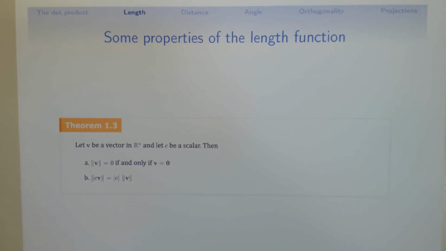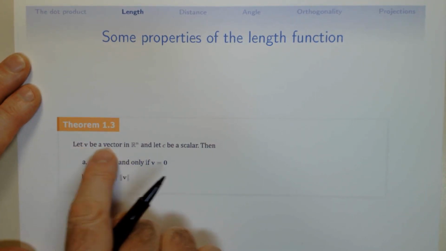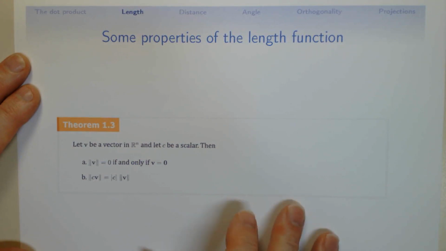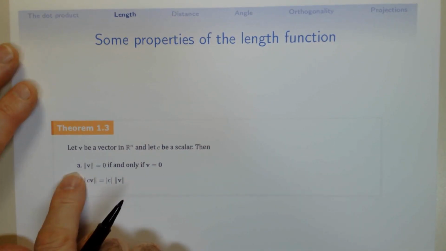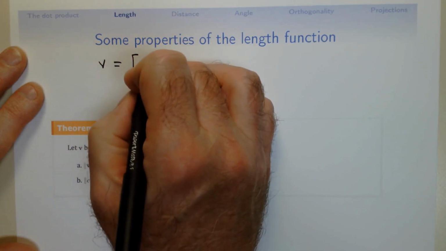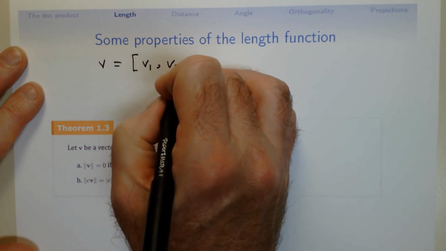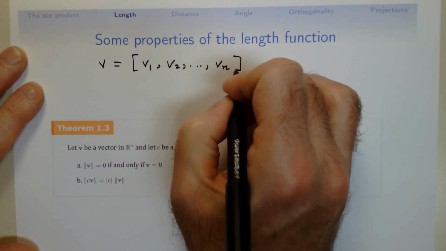All right, welcome to the document camera. Let's take a look at the proofs of parts A and B of theorem 1.3. v is going to be a generic vector in Rn, and c is going to be a scalar. So let's set up some components for v. Let's say throughout this proof that v will have components v1, v2, on out to v sub n.